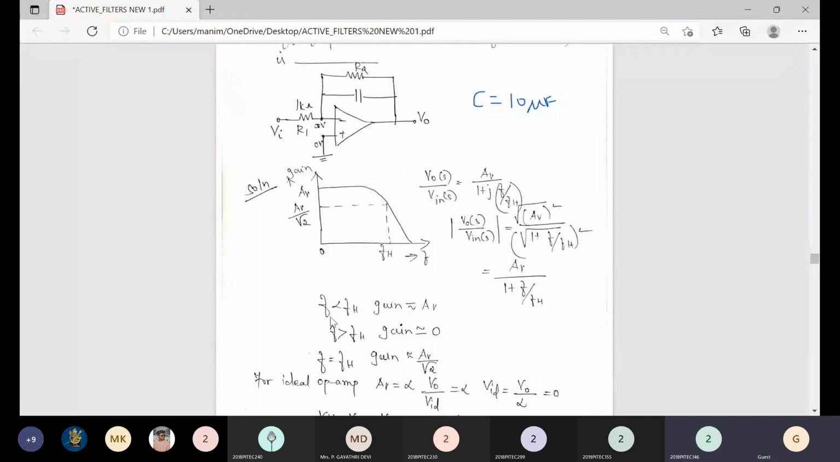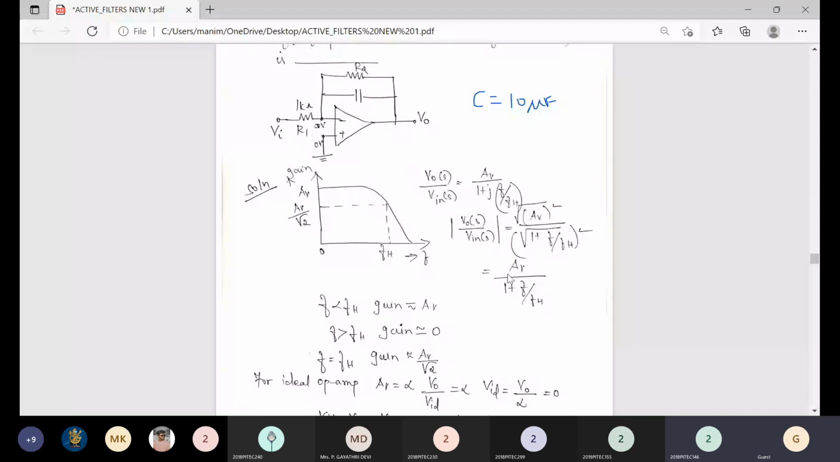So f very much less than f_H means the small f is less than f_H. So it is a very small value in the ratio f over f_H, so the gain, the voltage gain, is approximately equal to A_V.